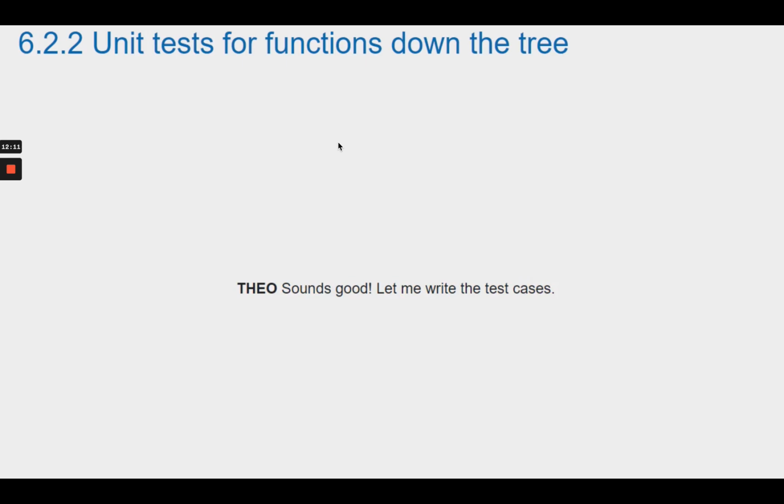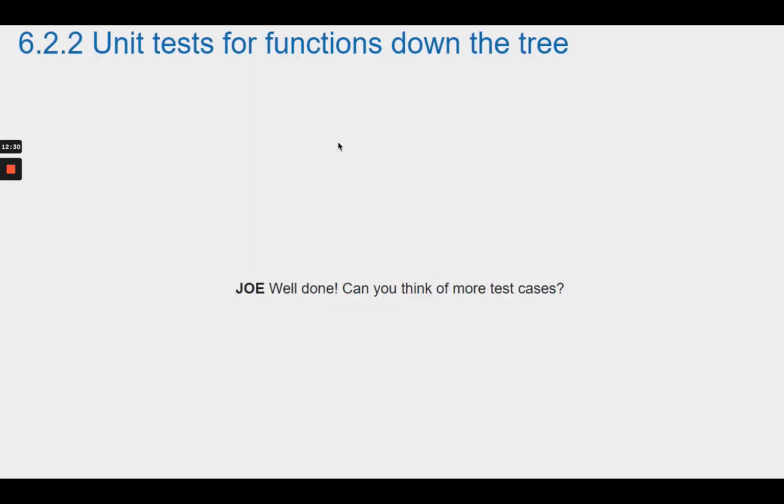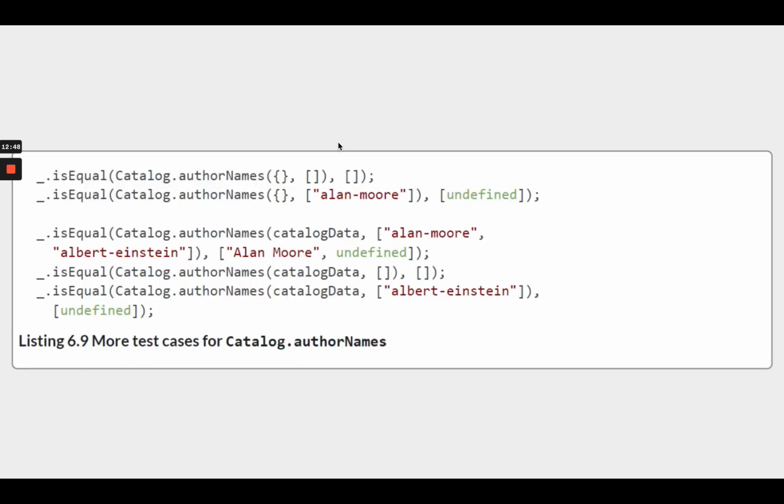Theo: Sounds good. Let me write the test cases. Theo starts typing on his laptop. After a few minutes, he has some test cases for catalog.authorNames, each made from a function call to catalog.authorNames wrapped in _.isEqual. Joe: Well done. Can you think of more test cases? Theo: Yes. There are test cases where the author ID doesn't appear in the catalog data, and test cases with empty catalog data. With minimal catalog data and _.isEqual, it's really easy to write lots of test cases.